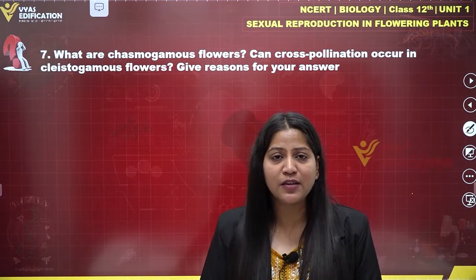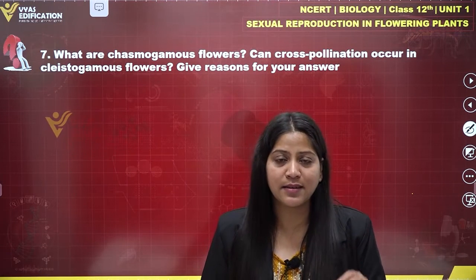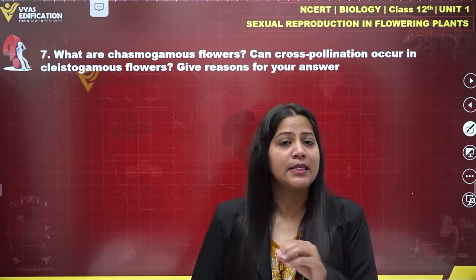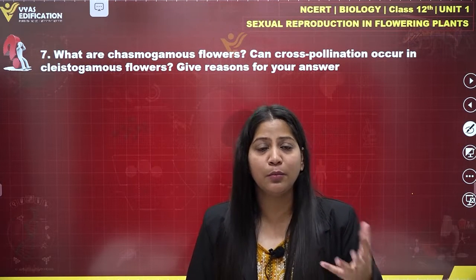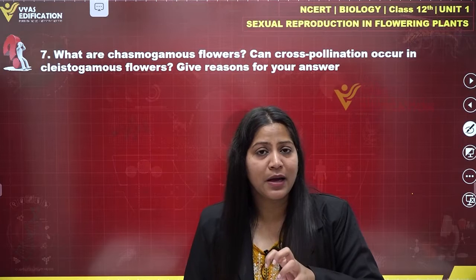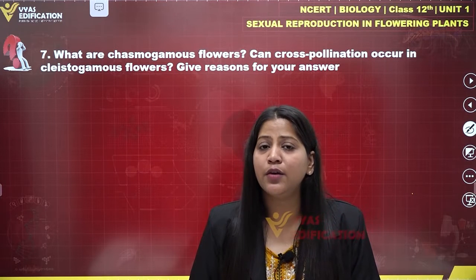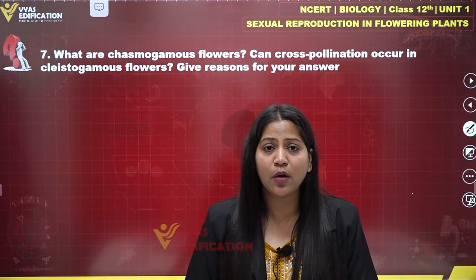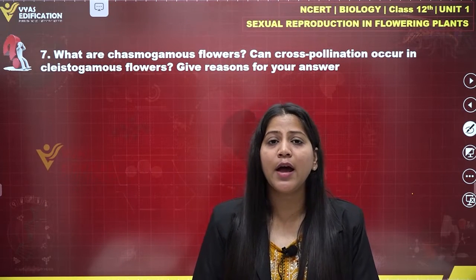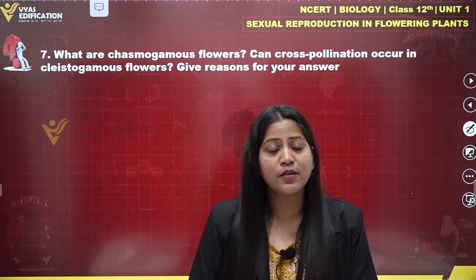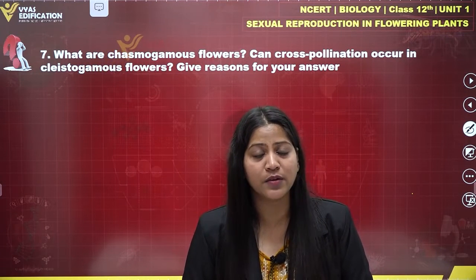Whereas cleistogamous flowers do not have exposed anthers and stigma in the environment, because they do not open at all at their maturity. When they become mature, some flowers do not open at all. So cross-pollination cannot occur in them, because they do not open at maturity. Hence, the anthers and stigma are not exposed to the environment. So there is no chance of cross-pollination taking place in cleistogamous flowers.